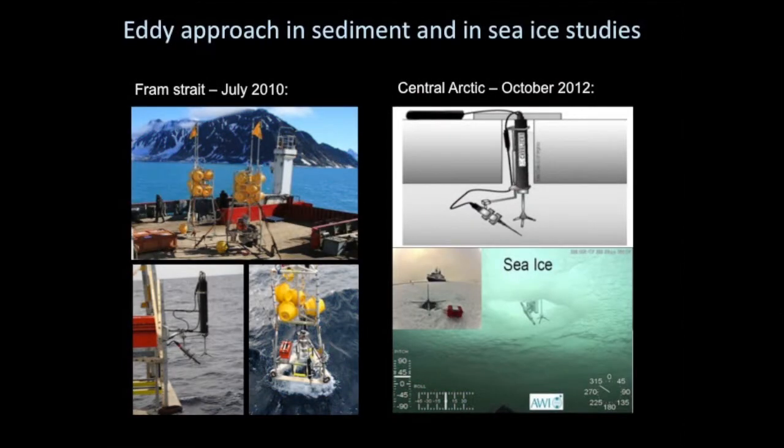The eddy covariance is really a nice tool. We apply it to many other research questions, which I won't go into, but we deploy it to great depth using our benthic autonomous landers, where we investigate things in the deep sea. We use it to quantify exchange of temperature, salt, and oxygen, for instance, between sea ice and water. It's really a versatile tool.